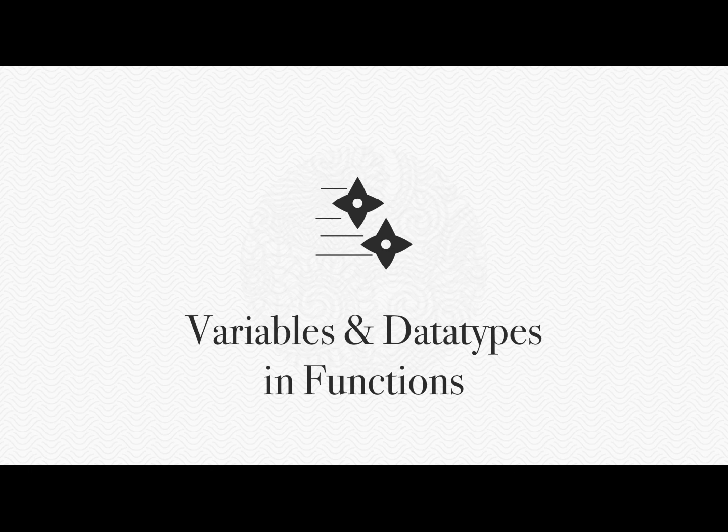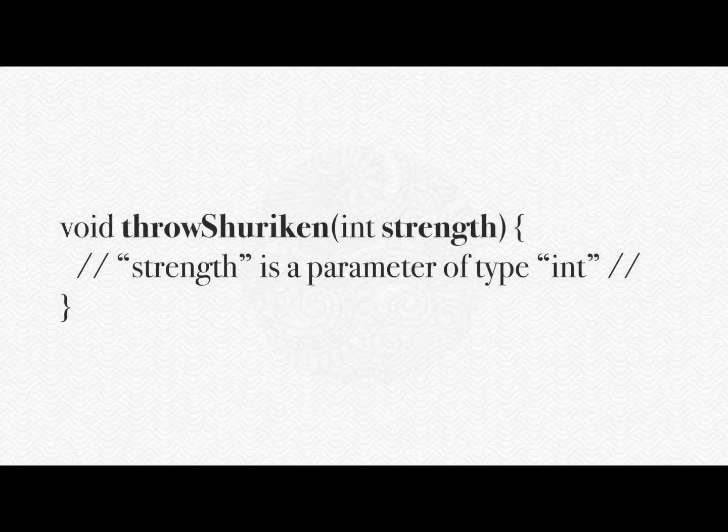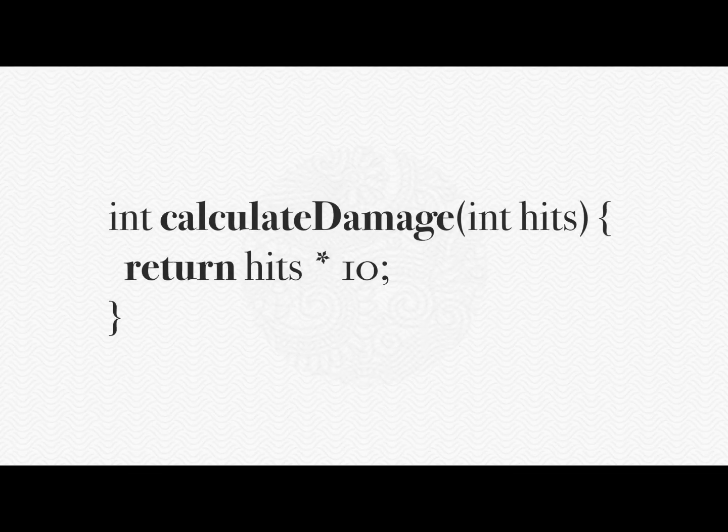Now let's connect these concepts to functions. Think of the parameters as the ingredients a ninja needs to perform a technique. These parameters are like variables that are specifically defined for that function. You declare the data type of each parameter to ensure the function receives the right kind of data. Here's an example of what that kind of function looks like. And just like a ninja might bring back valuable information from a mission, functions can return data using a data type specified in their declaration. This return value can be stored in a variable for further use. Here's an example of what that kind of function looks like.